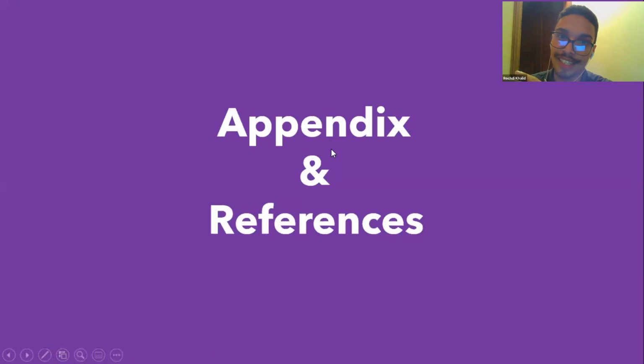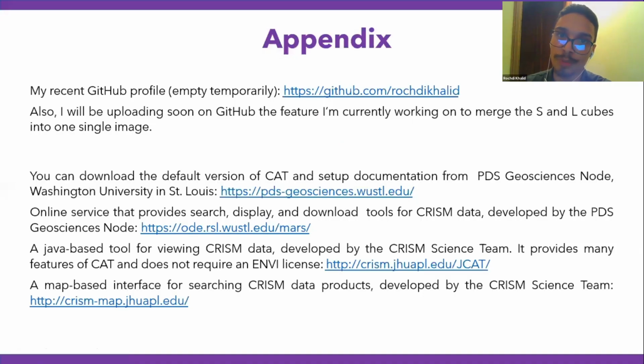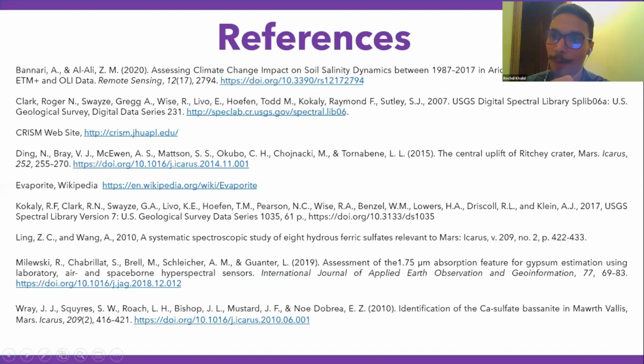So that's for my, just some appendix. So I'm going to post soon on my GitHub the code I'm working on to merge both cubes. And also here there's some website to learn how to set up CAD and how to implement it and integrate it in NDGI software. So this is just the website to get PDS data and another tool, a Java-based tool for viewing PDS data and spectral files. And this is just a map-based interface. You can visit this website to know more about it. So that's for the references, and thank you.